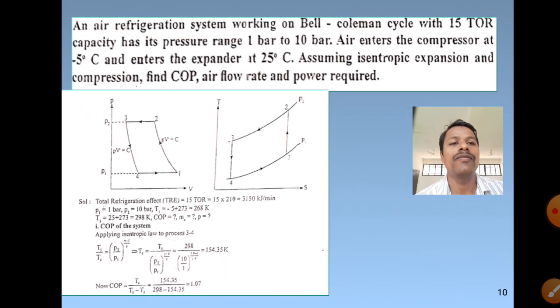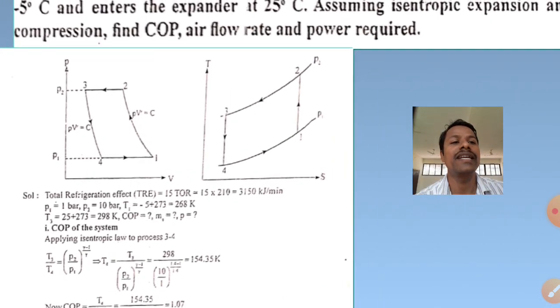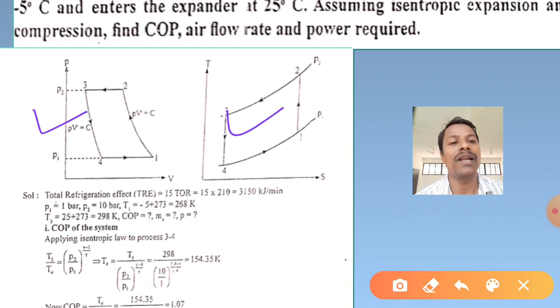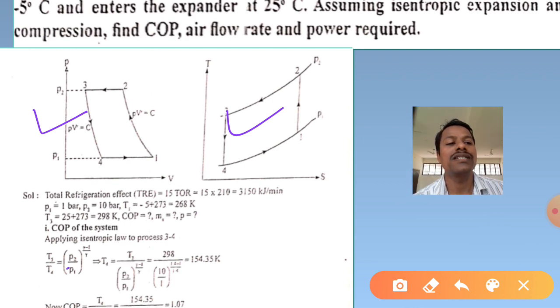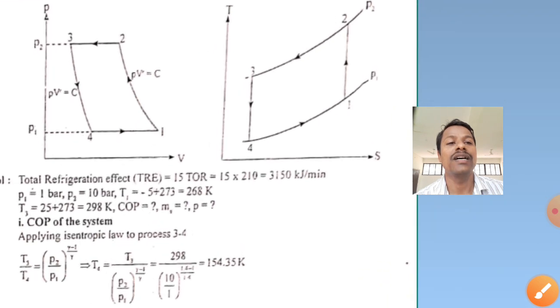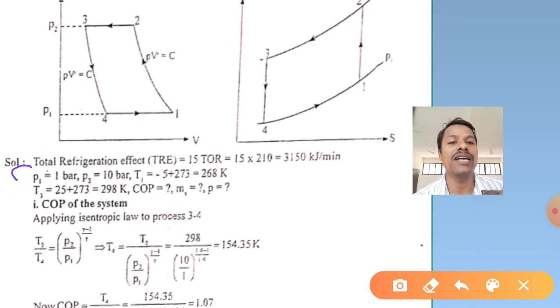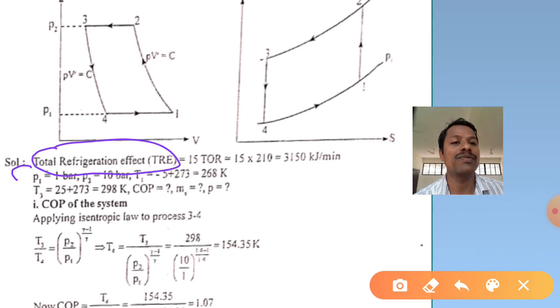Here first we need to draw the PV diagram and temperature entropy diagram. This is the PV diagram and temperature entropy diagram for a Bell-Coleman cycle. As we know, we need to write first the given data as per the problem statement. So total refrigeration effect, TRE, just now we have discussed, in the problem statement is 15 tons of refrigeration he has given.